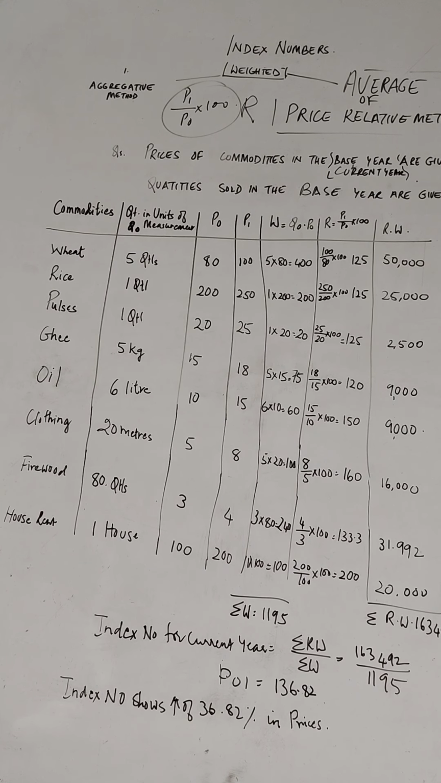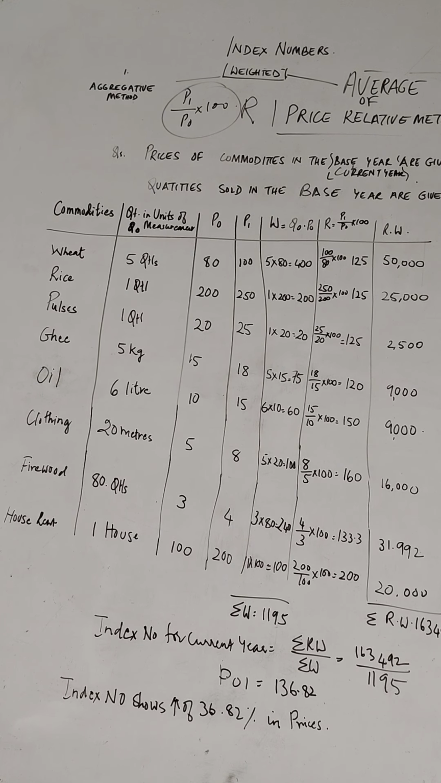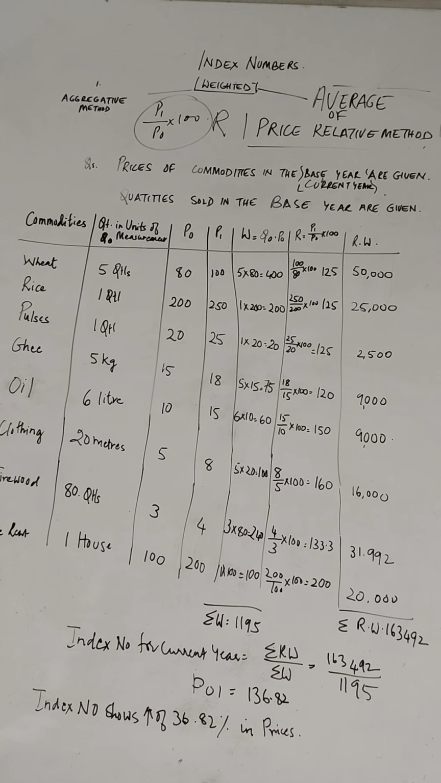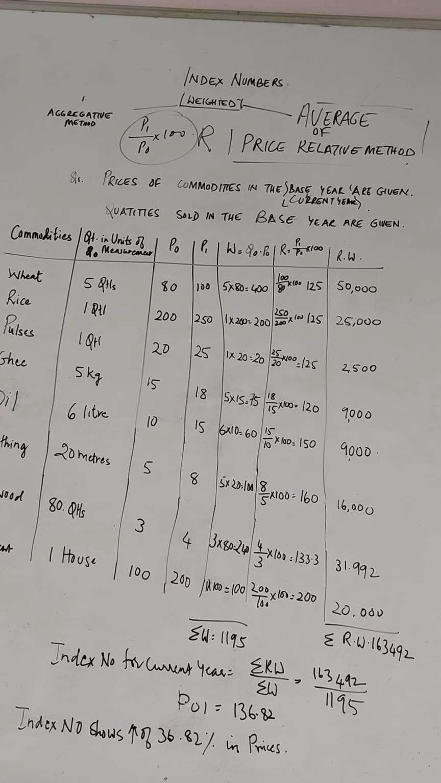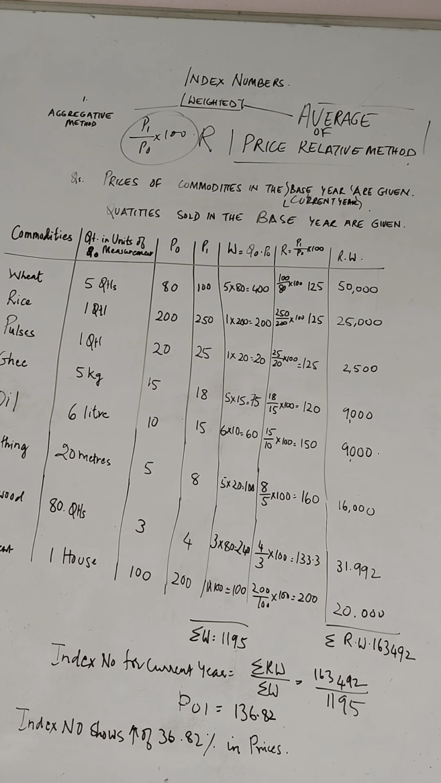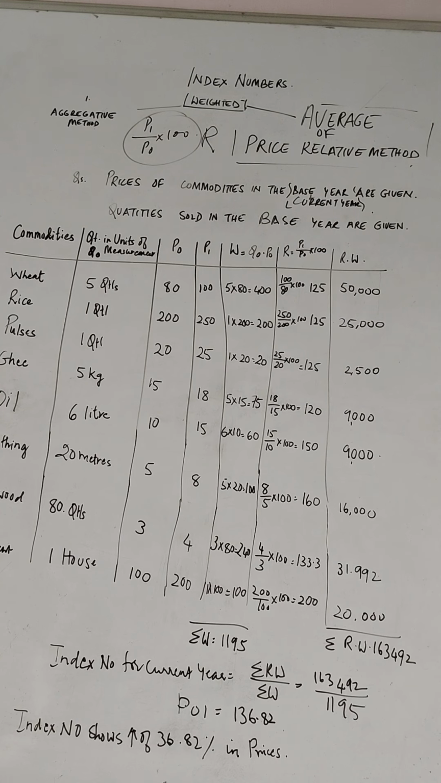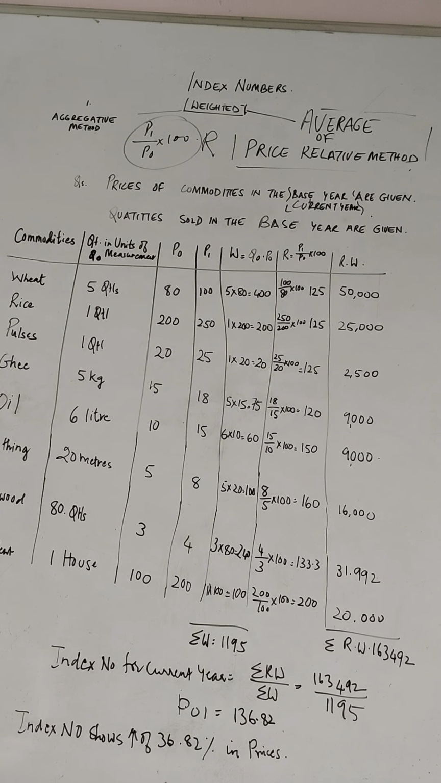One more thing, just keep in mind that the weighted index numbers are more realistic than the simple index numbers. Weighted index numbers are of two types, as you can see. One is the weighted aggregative method, the first one, and the second is the weighted average of price relatives, which we are going to do right now.